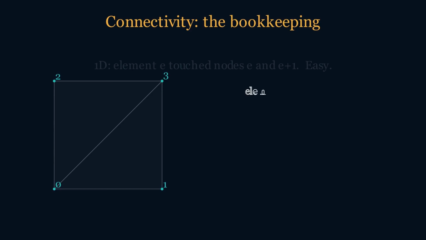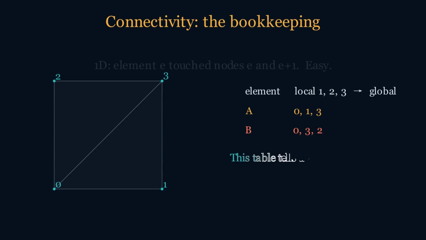So we keep a connectivity table for each element, which global nodes are its local corners 1, 2, and 3. Triangle A uses nodes 0, 1, 3. Triangle B uses 0, 3, 2. And that's all the table is for. It tells the assembly step exactly where each triangle's 3x3 matrix gets added into the global system. The shared node 0, used by both triangles, is where their contributions overlap and add, just like the 1D case.